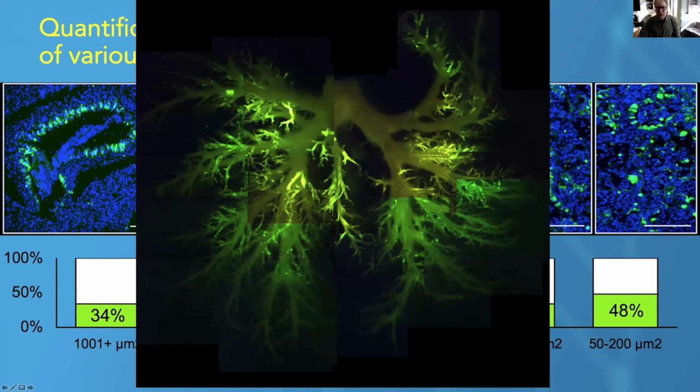parenchyma, and take a picture of it under the dissecting scope, you can see really nice expression in all lobes, in large and small airways. So it's brighter in small airways because it's less tissue for the photons to permeate. But we do see very widespread expression, which is pretty remarkable in my opinion.